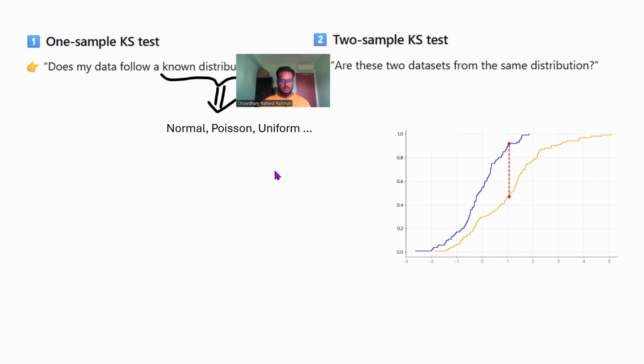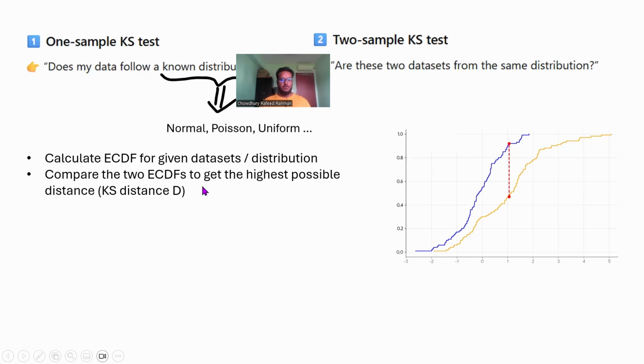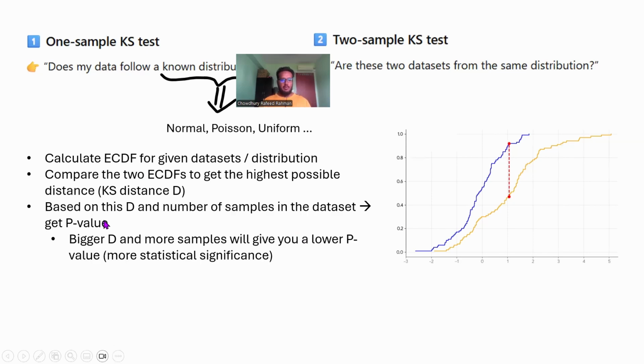So let me talk about the steps now. The first step is to calculate the ECDF or CDF for the given datasets or distribution. If you have two datasets, we calculate two ECDFs. Then you compare those ECDFs to get the highest possible distance, for example this red line right here. How you actually get this in numbers, I will show you in later slides. And based on this D that you got, and the number of samples in the data set, you are going to get the p-value.